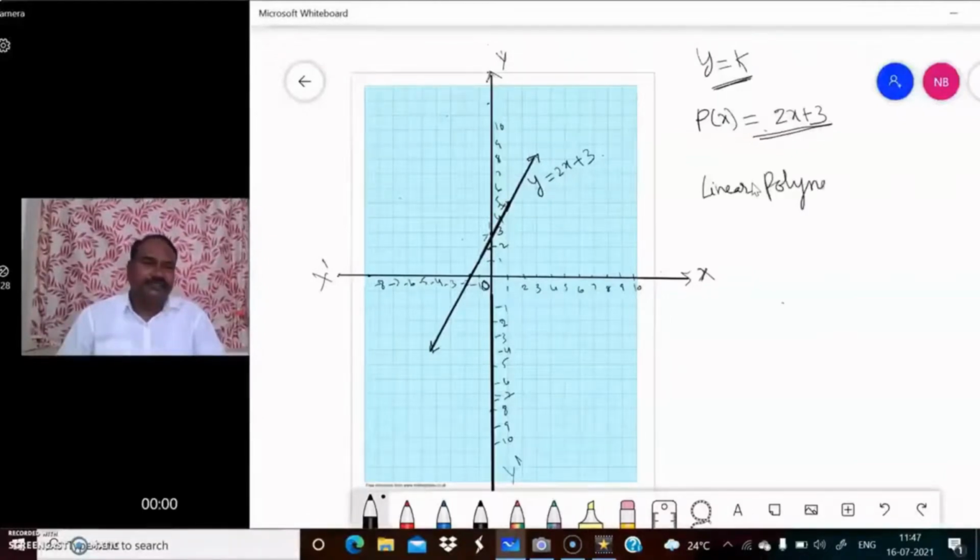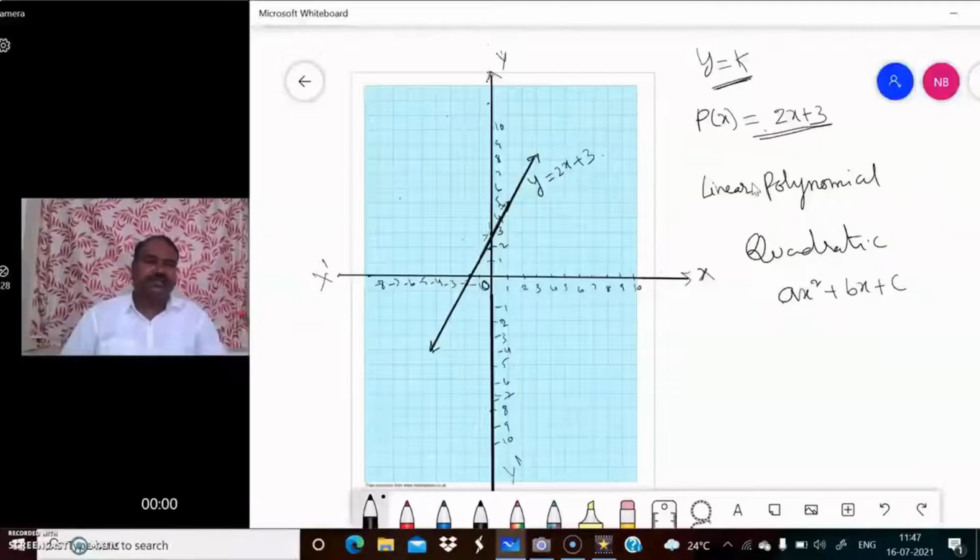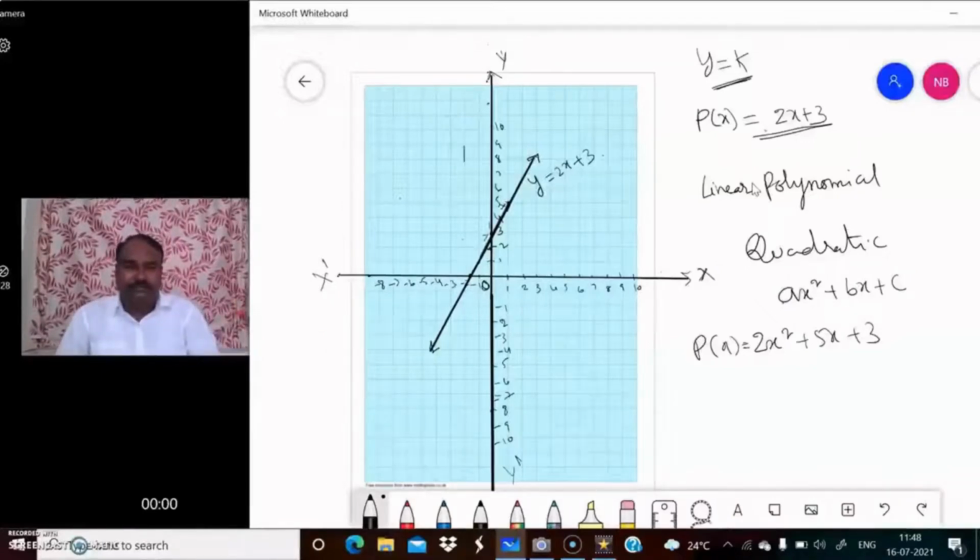As well as next is the quadratic polynomial. What is the general form of a quadratic polynomial? That is ax square plus bx plus c. For example, 2x square plus 5x plus 3, or 7, whatever you can take. Let this be p of x, which we call y is equal to something. Whenever it is a quadratic polynomial, we get a parabolic shape like this. This is called a parabolic shape.